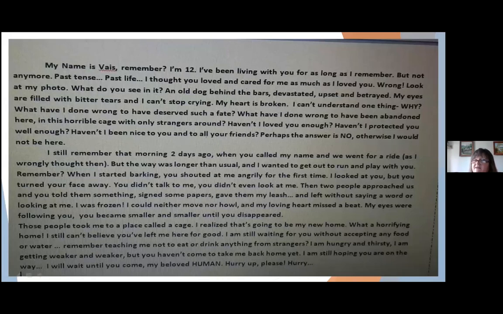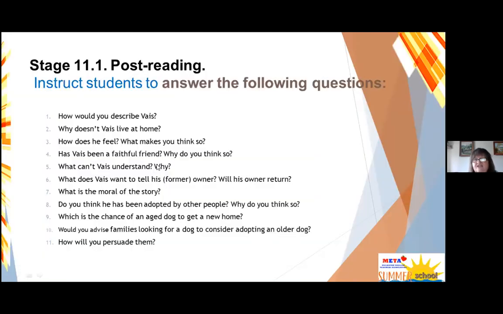Hurry up, please. Hurry. Okay, each time I was just really impressed. And each time I read it, I have tears in my eyes. Perhaps I'm over-emotional. But this is a first-person narration from the part of this dog.